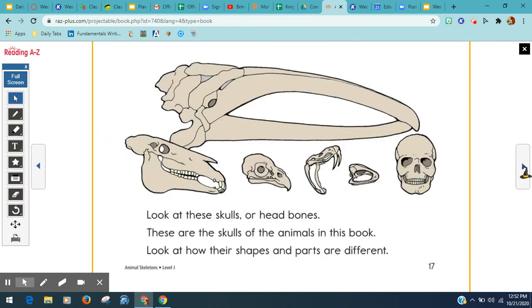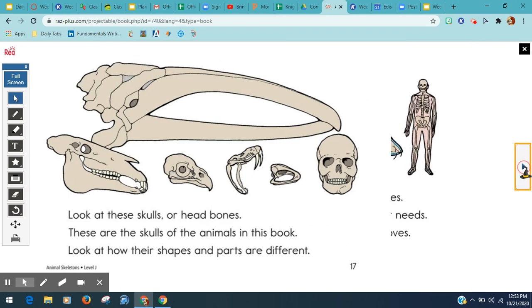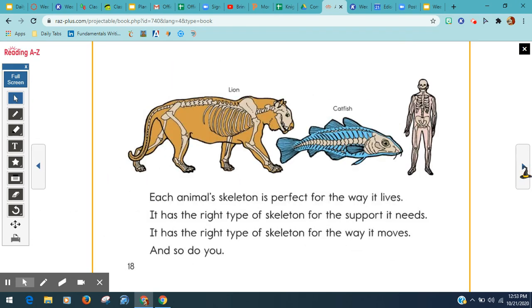Look at these skulls or head bones. These are the skulls of the animals in this book. Look at how their shapes and parts are different. Each animal's skeleton is perfect for the way it lives. It has the right type of skeleton for the support it needs. It has the right type of skeleton for the way it moves. And so do you.